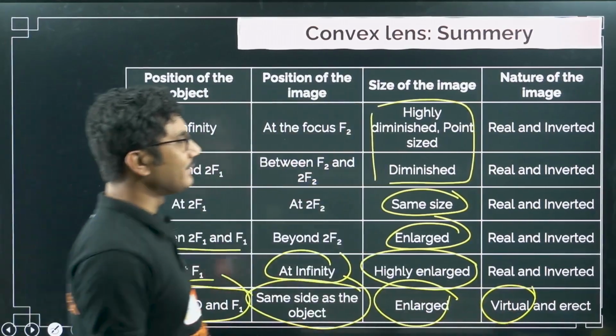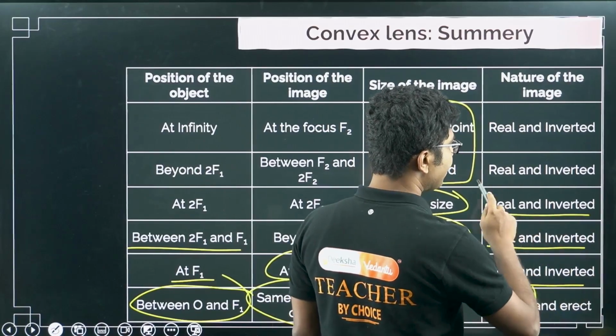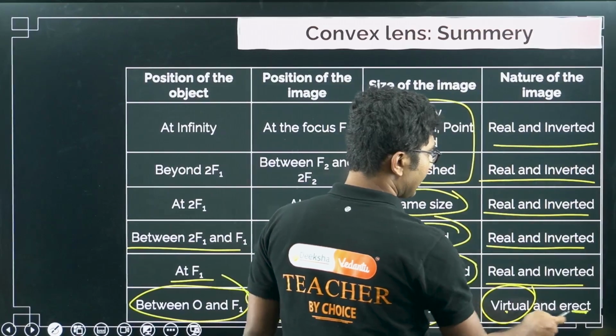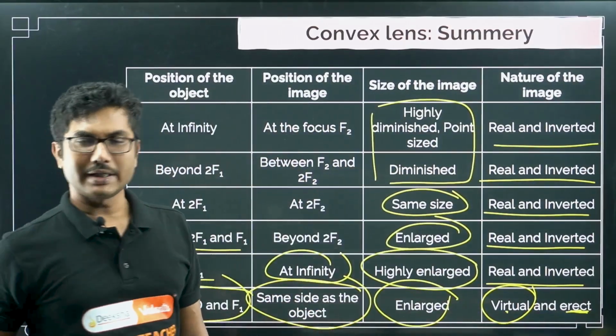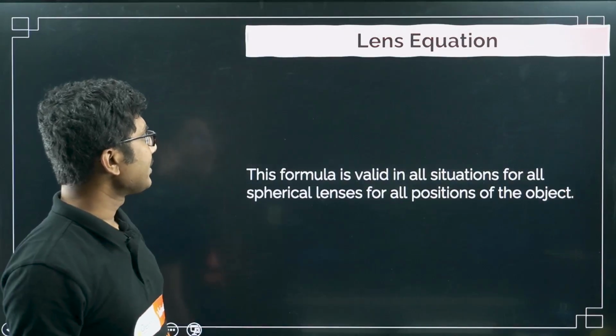And as you know the trend, whenever you see a real image, it is always inverted. If you see a virtual image, it is erect. Virtual images are always erect, real images are always inverted. Now lens equation. What is the lens equation?